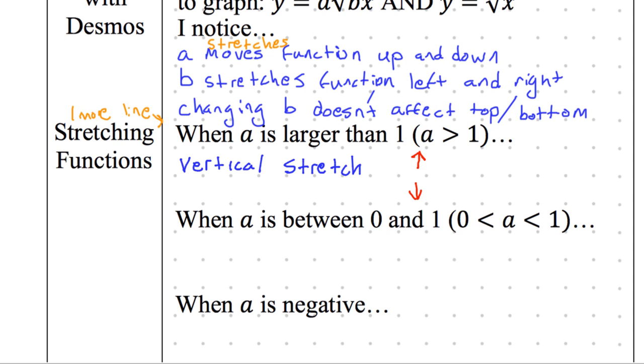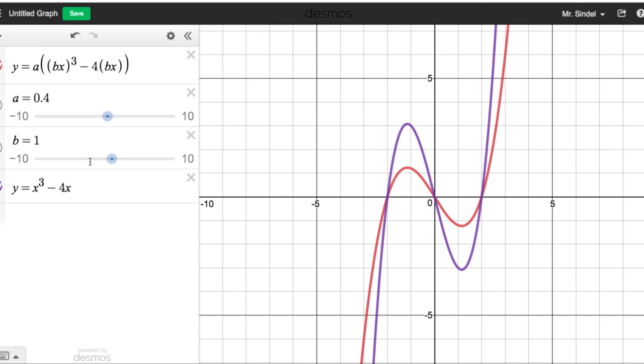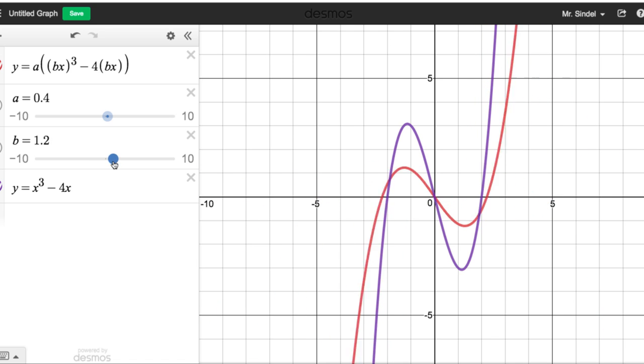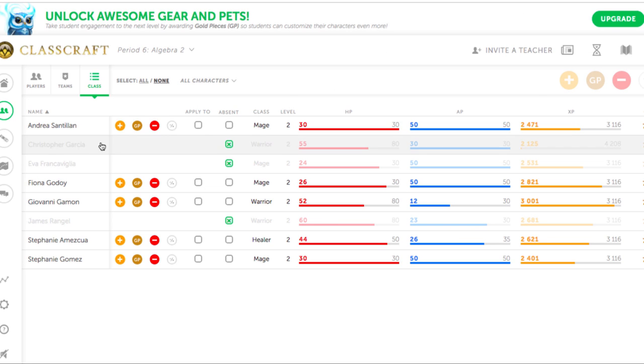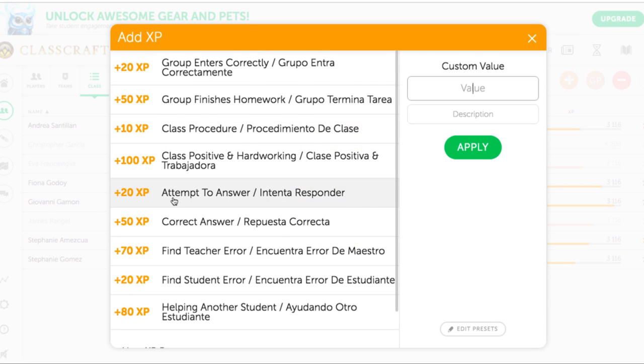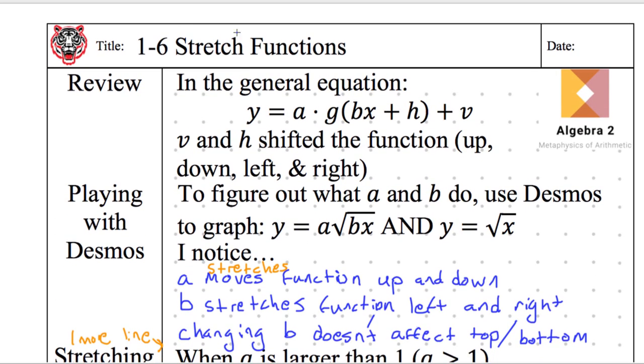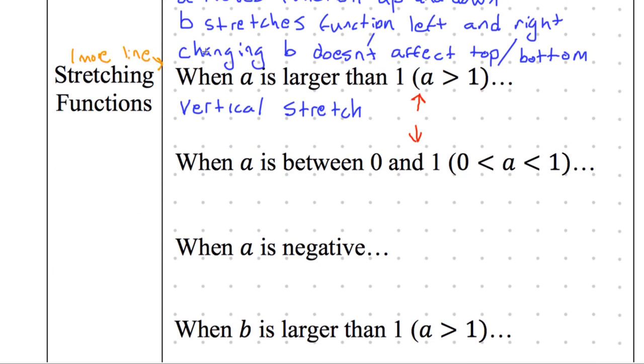Horizontal stretch. Close, because horizontal stretch would be more like changing B a little bit, because that's changing it in the horizontal direction. But I'm going to still reward you with XP. It is some sort of stretch, because that's what all of today is about, some sort of stretching. But what type of stretch?